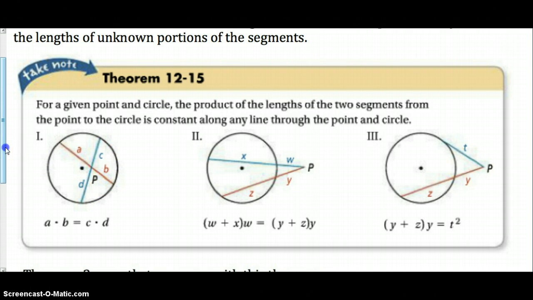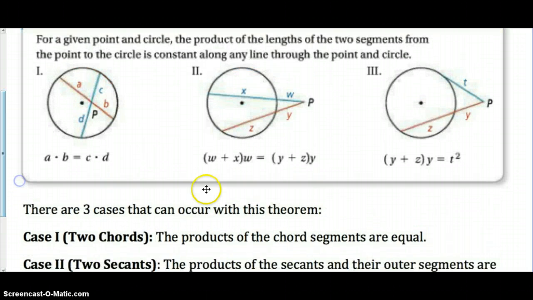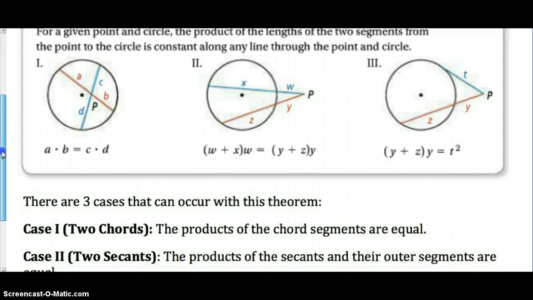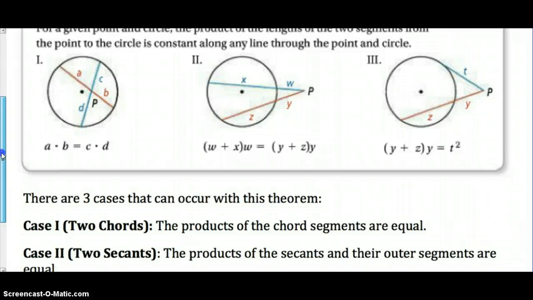The second case will be when you have two secants intersecting. So these are two secants that intersect, and it'll always be the products of the secants and their outer segments will always be equal. So if I take the length of the whole secant, which will be x plus w, and this length will be z plus y, I'll multiply that with the outer segments, and those two products will be equal to each other.